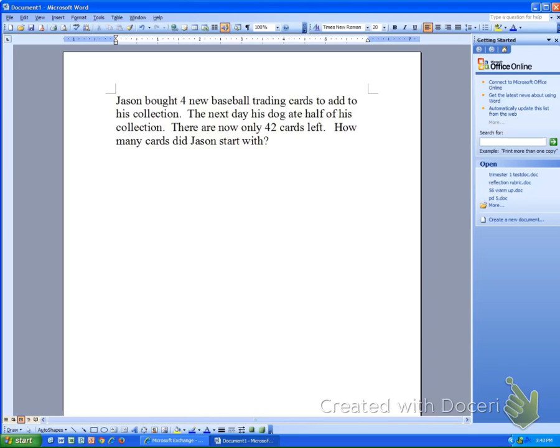So I want you to read that to yourself a couple times. Pause the video, and when you think you have an equation, so you've got a variable, you've got some numbers, you've got an equal sign, then I want you to go ahead and turn the video back on and check to make sure that you have the right equation.